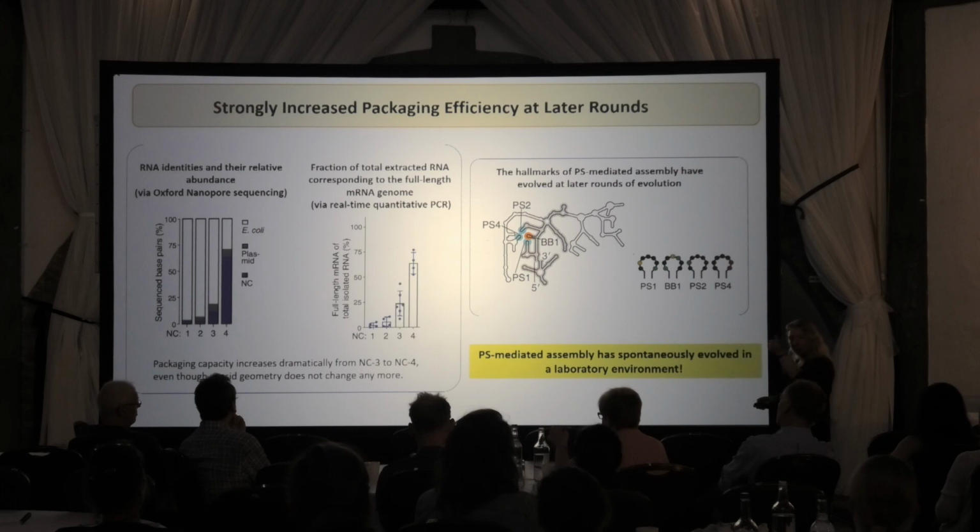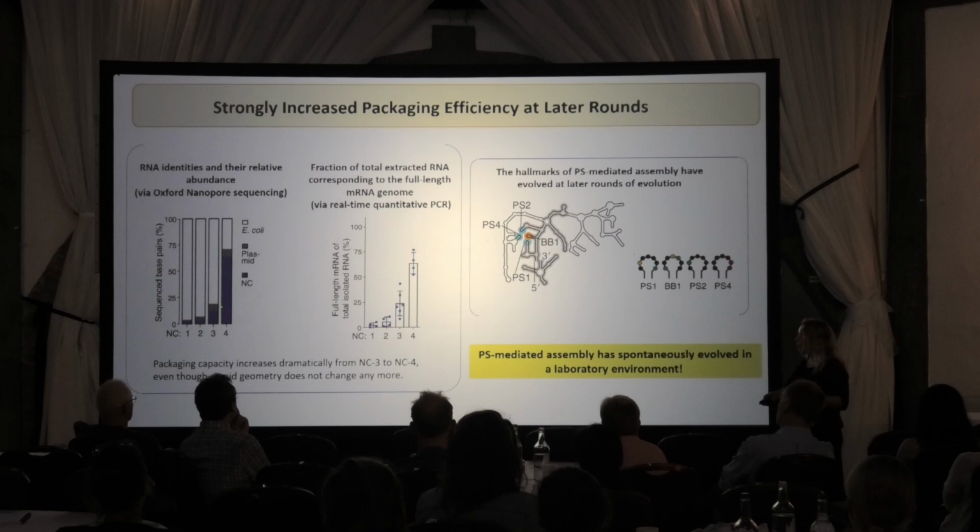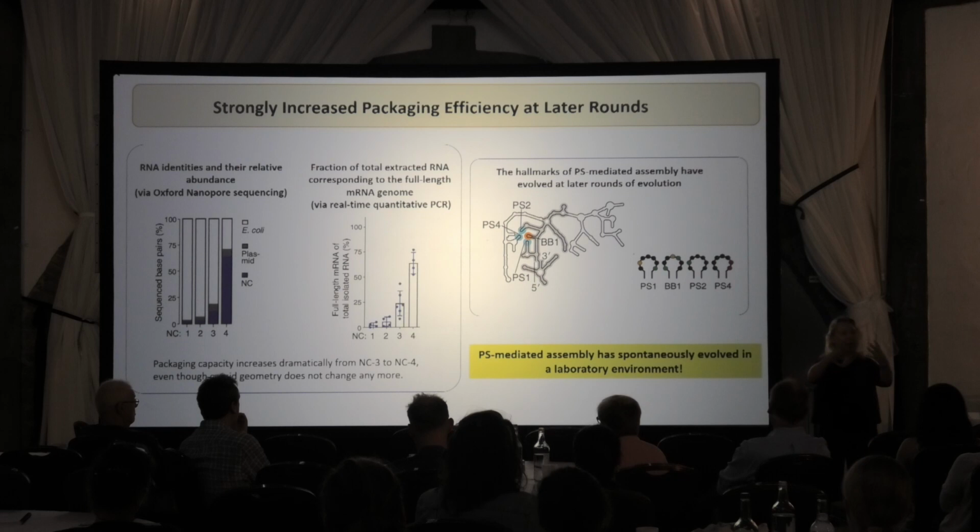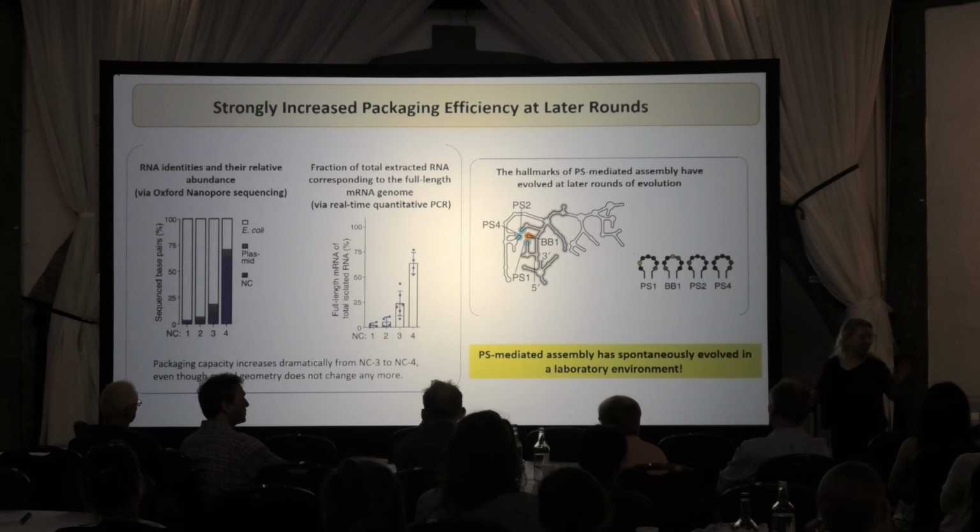But we see later on, from 3 to 4 is the stage where geometry does not change anymore. Clearly from 1 to 3, the volume is also increasing, which means it can package more. So we should factor this into our considerations. But from 3 to 4, there is no change in volume, but an enormous change in packaging efficiency. And you see this also when you look at the full genome, and that's perfect.